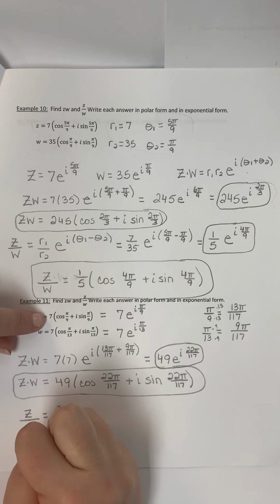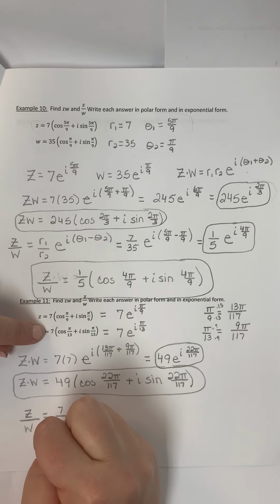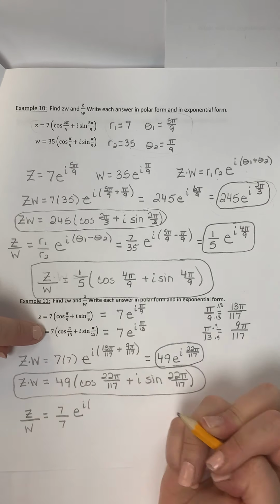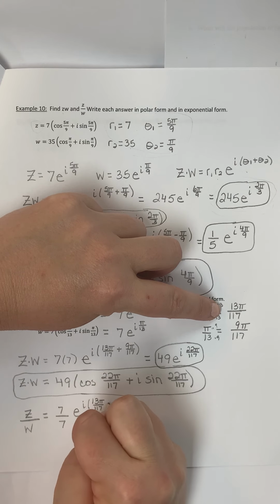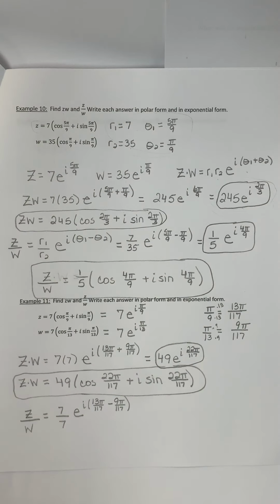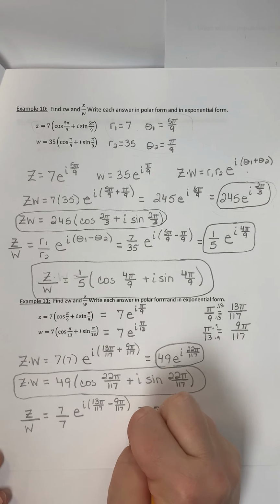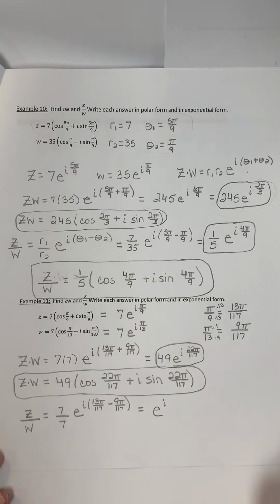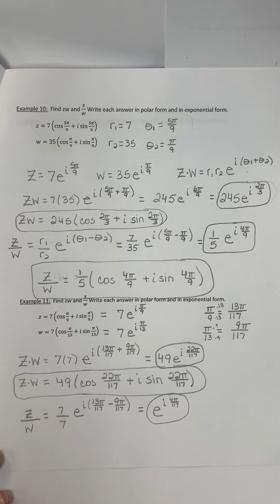I'm going to have r1, that's the first one, the z, over r2, that's the second one from w, times e to the i, then I'm going to have the first theta, 13 pi over 117, minus the second theta, 9 pi over 117. I'm going to clean that up. This is going to reduce down to 1, so I don't have a coefficient. e to the i, 13 pi over 117 minus 9 pi over 117 is 4 pi over 117. There's our exponential form.